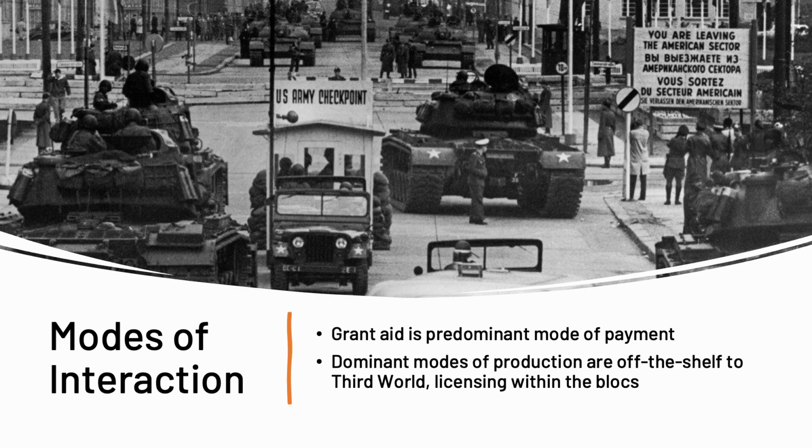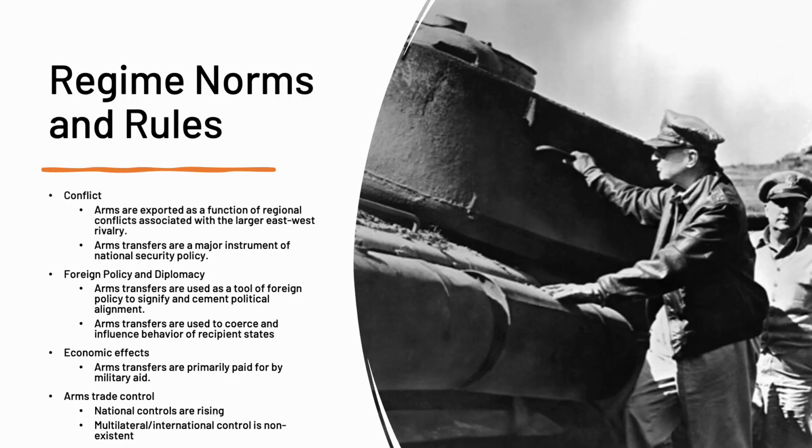So again, you're seeing off-the-shelf buys to the third world, so this larger surplus equipment, states just directly selling them the tanks that they make. But you're also seeing licensing within the blocks, and this is helping the countries that were ravaged by World War II build up the production capacity that they had prior to the war. And when we look at this in a superpower sense, it behooved the US and Russia to support and invest in these countries being able to produce their own arms, because you could also use those arms to export yourself. Now, lastly, we're going to look at the regime, norms, and rules within this particular era.